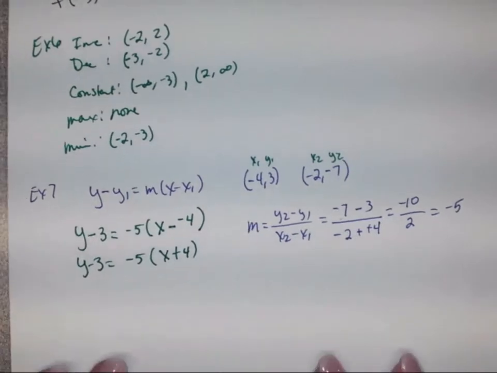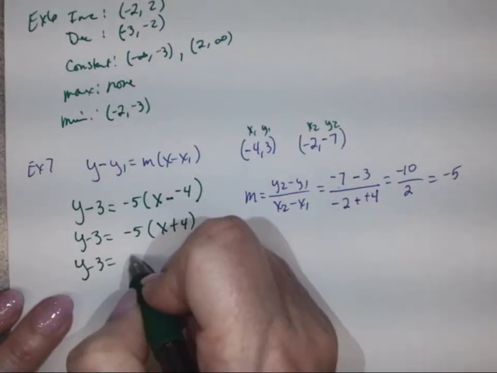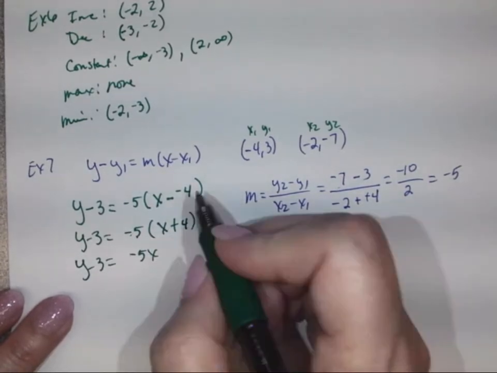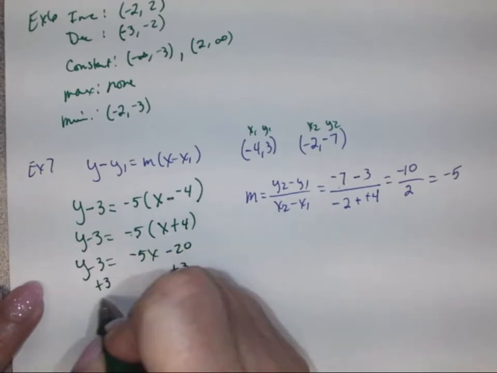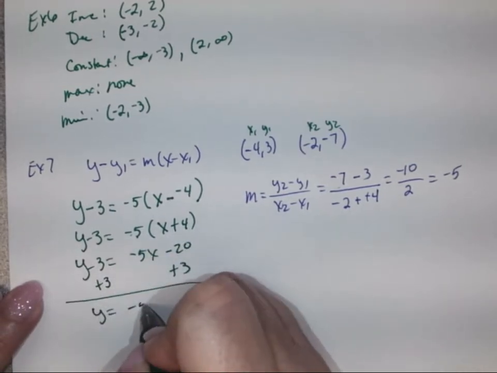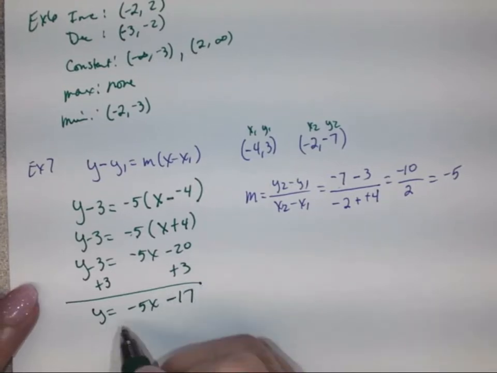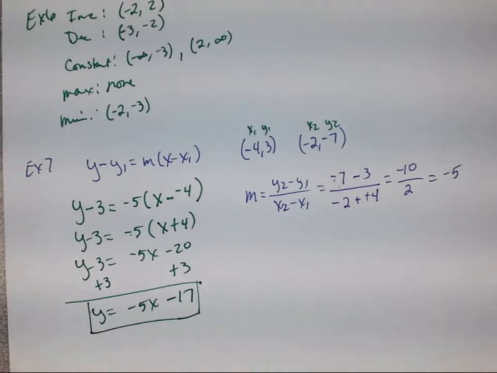I'm going to take the time to rewrite that just so we can follow it easier. So y minus 3 equals negative 5x. Negative 5 times positive 4 will get us negative 20. Add the 3 over. We get y is equal to negative 5x minus 17. And that would be your final answer. You would get the same answer even if you used the 2 and the negative 7.